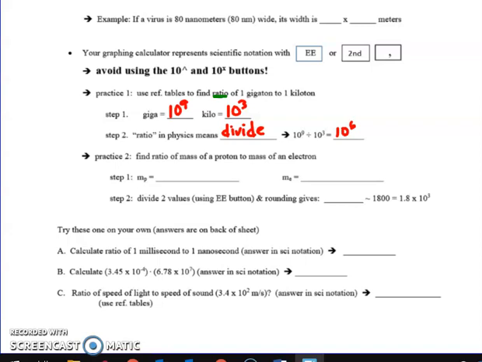All right, find the ratio of the mass of a proton to the mass of an electron. So in chemistry, you should have learned protons are a lot more massive than an electron. What is that ratio? How much bigger? Here we're going to need our reference table.